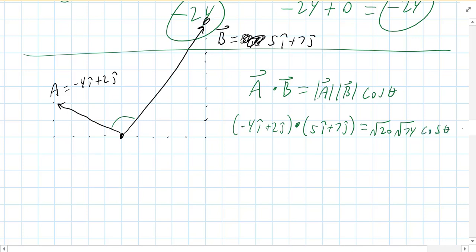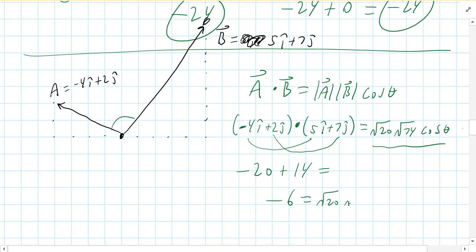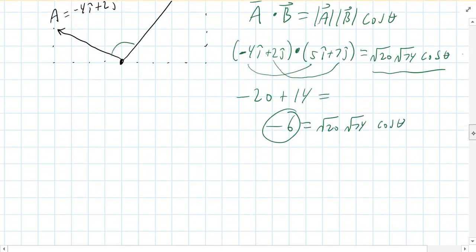Okay. Now, when you do dot product, you multiply the i's together and then the j's together. So negative 4 times 5 is negative 20, plus 2 times 7 is 14. That equals all this stuff. And so we get negative 6 equals root 20 times root 74 cosine of that angle. So first of all, our dot product is negative, as we suspected.